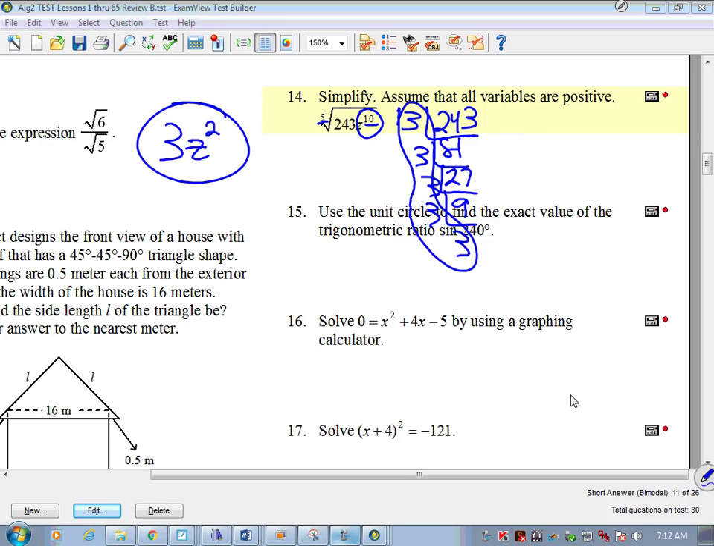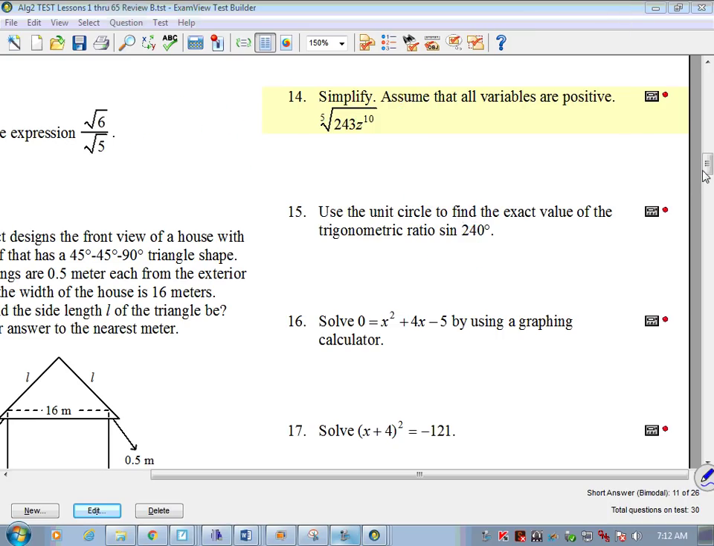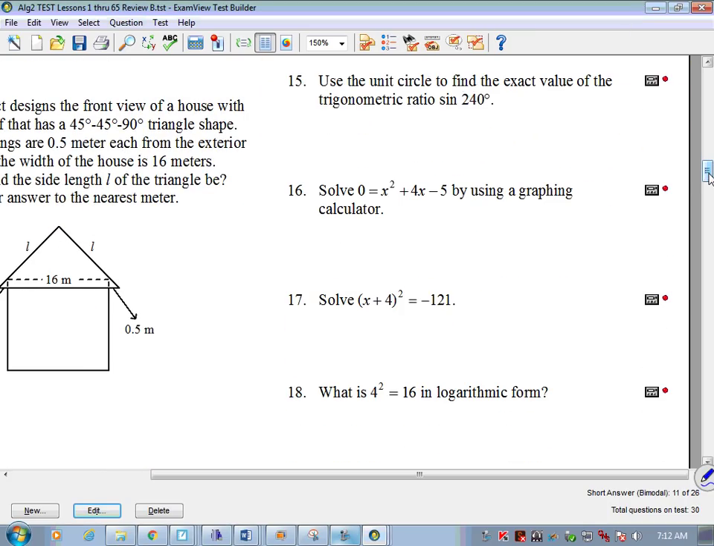Double check. 3z squared works. Okay. Let's come down to 15. Use the unit circle to find the exact value of the trigonometric ratio sine 240 degrees.